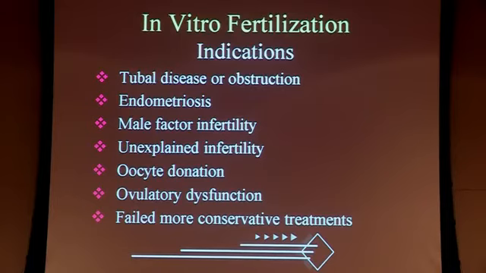There's also oocyte donation. So if you need an egg donor, you would perform in vitro fertilization. We would take the egg out of the donor and then transfer it into the recipient or the surrogate. Ovulatory dysfunction: if you don't ovulate, you won't have an egg to fertilize, and you can use in vitro fertilization to stimulate eggs and obtain mature eggs. Or if you've tried more conservative treatments and failed, this is a more aggressive treatment.